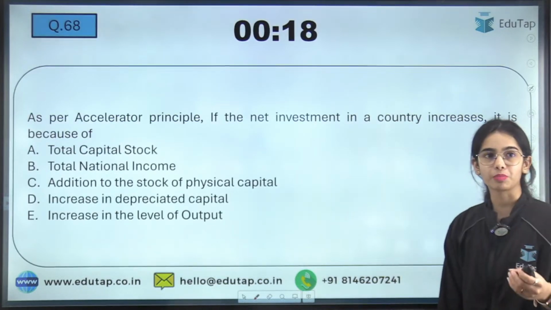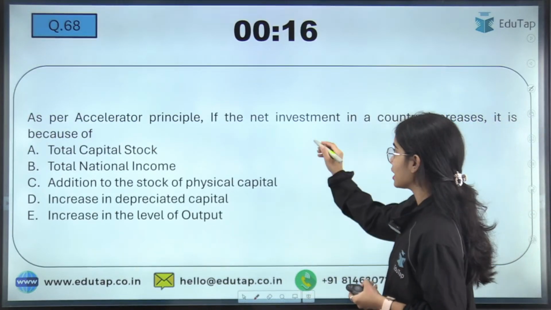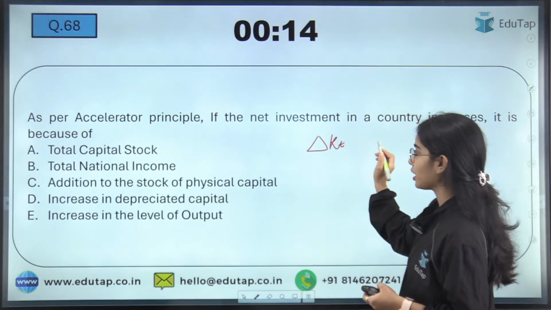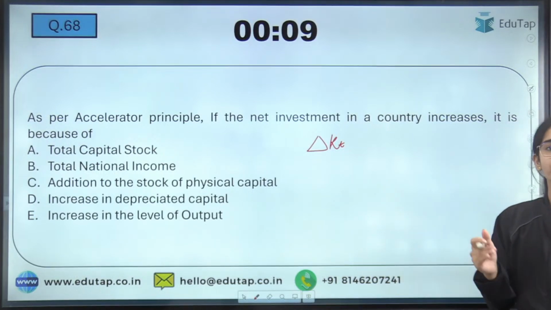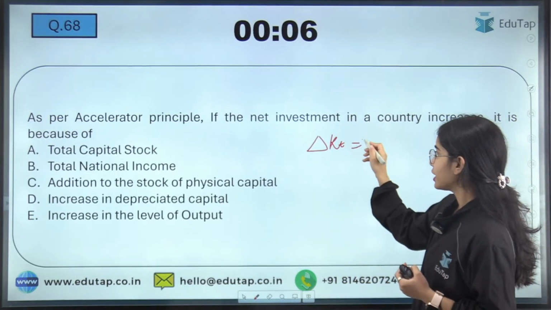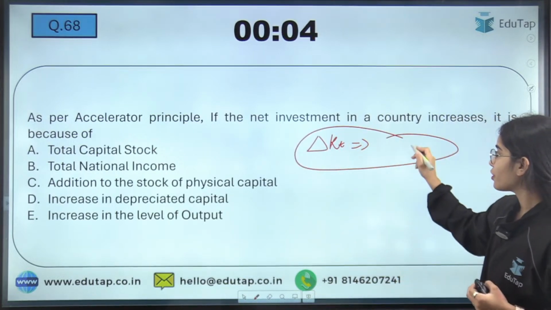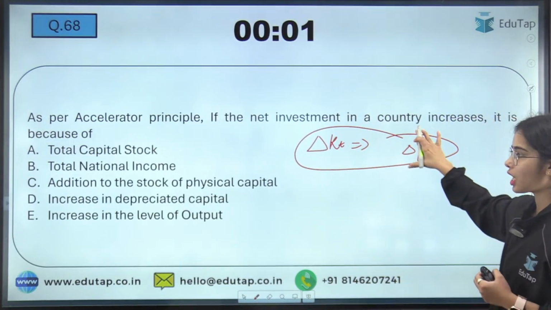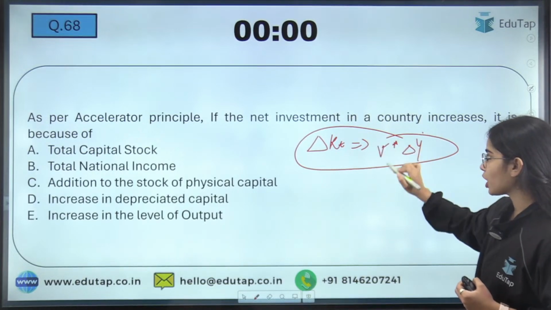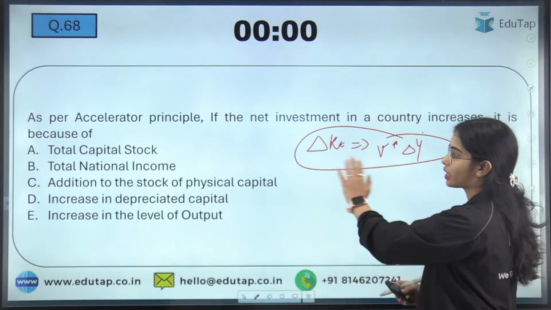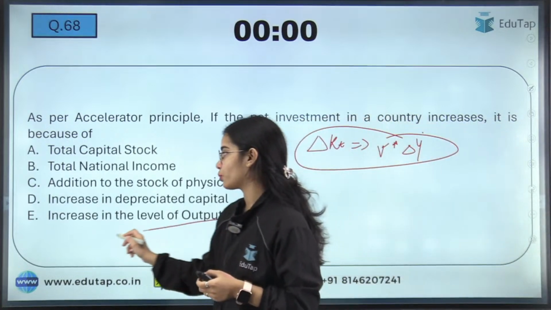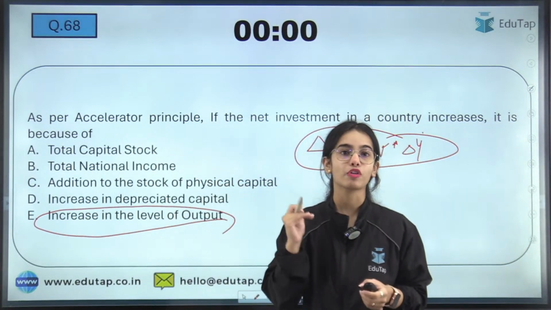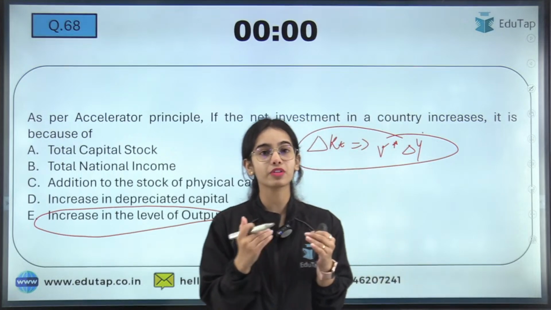Coming to the accelerator principle, if the net investment of a country increases, that means if your capital stock is increasing, as per the accelerator equation, this is because of which of the following. If you remember the accelerator equation, to increase your output, multiplied by the capital output ratio, you are increasing your capital. So to increase your output, you are increasing your capital. This is net investment.